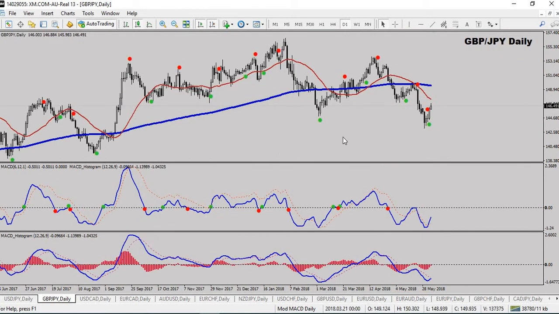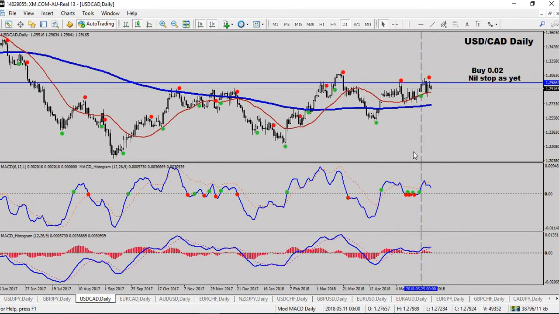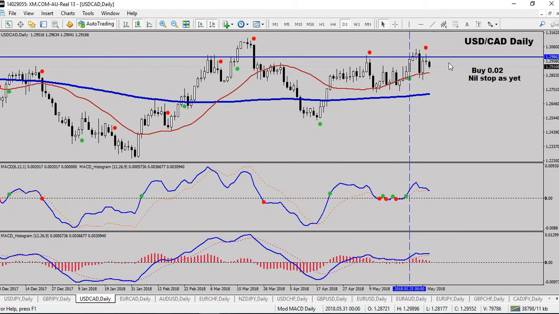Pound, Japanese yen, nothing happening. I always just look at the middle fast MACD. If it's nowhere near the line, I'm not even looking at anything else. USD Canadian, I'm in a buy trade here, not going too well at all. We've dropped down, we've got a red dot, and we've dropped down a little bit below the entry level. But like I said, we're still above. We've got a green dot on the fast MACD.